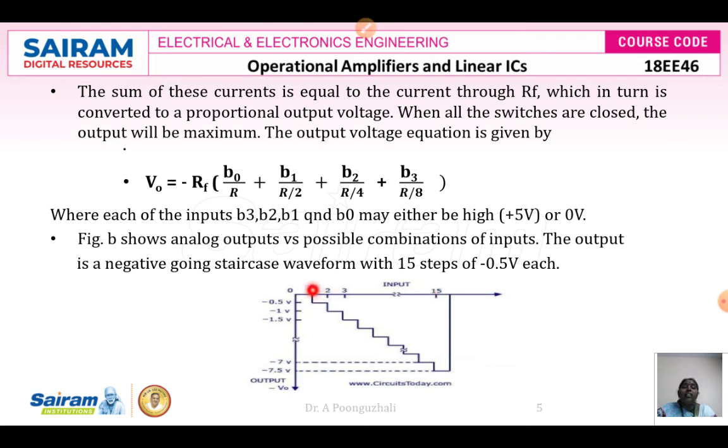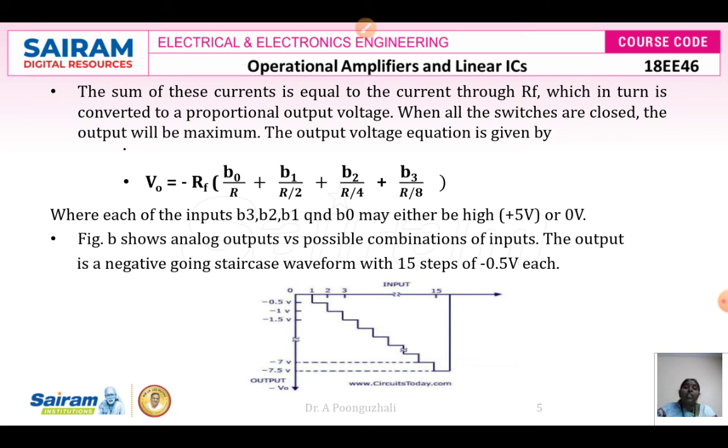We saw that when the input was 1, my output was minus 0.5 volts. When input is 2, my output was minus 1 volt. When input is 3, we got the output to be minus 1.5 volts. So like this, my output changes stepwise, where each step is of 0.5 volts. So totally this is a 4-bit DAC, which means we have 2 power n minus 1, so totally 15 steps. Each step is of minus 0.5 volts output.